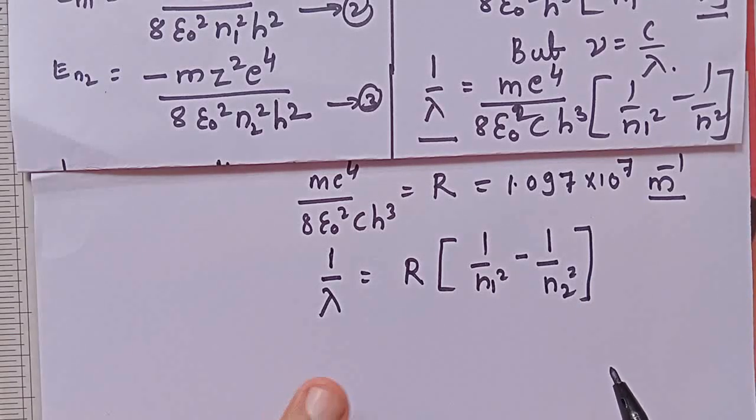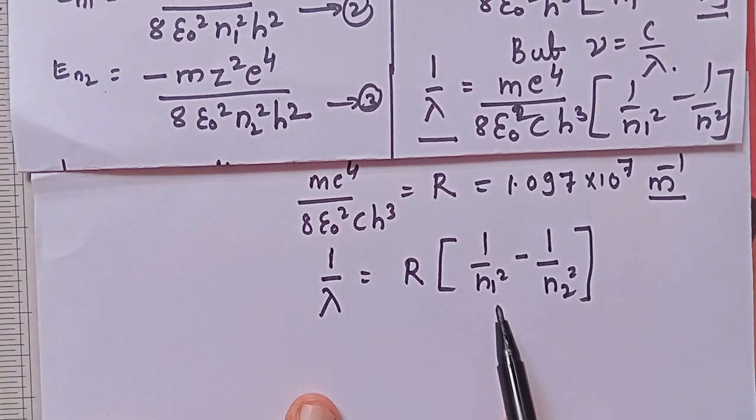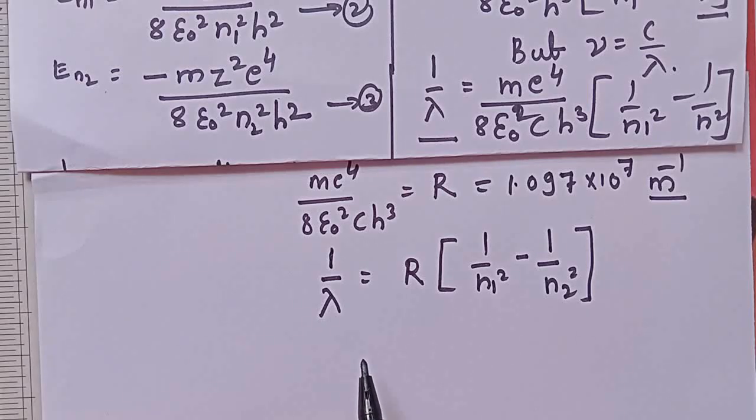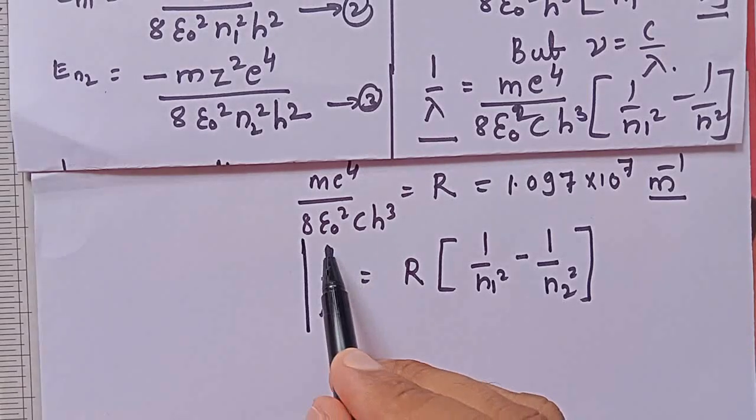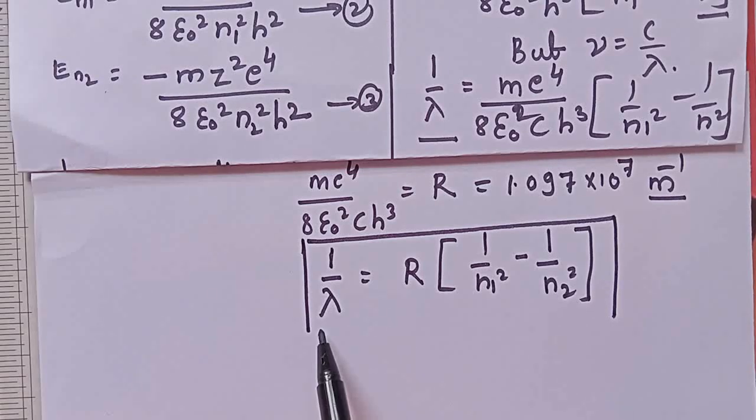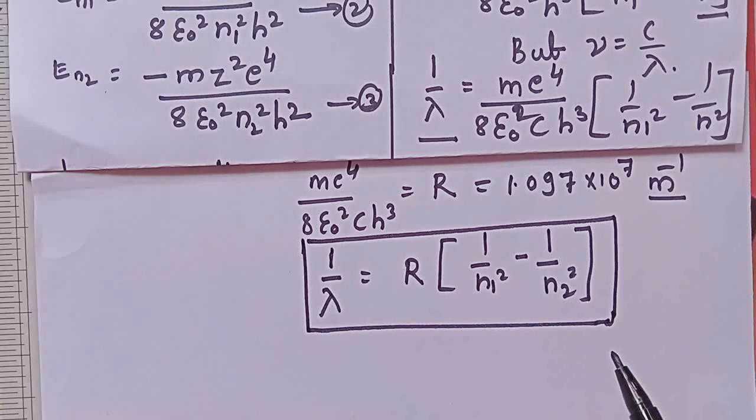Right, so 1 divided by lambda is equal to R into 1 divided by n1 square minus 1 divided by n2 square. So this is the expression for the wavelength of the emitted spectral line. By using this expression, we can calculate the wavelength of the emitted line of any spectral series of the hydrogen spectrum, that is Lyman series, Balmer, Paschen, Brackett, and Pfund. So in this way you can calculate the wavelength of the emitted spectral line.